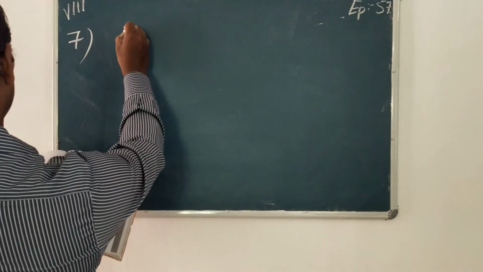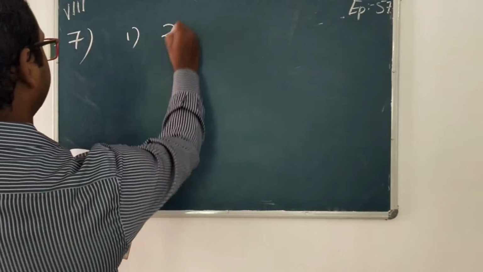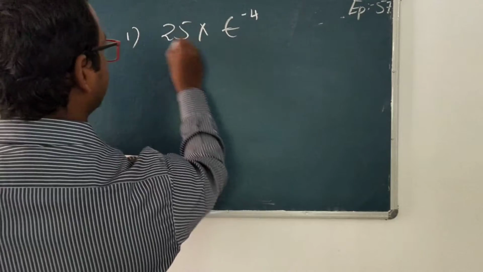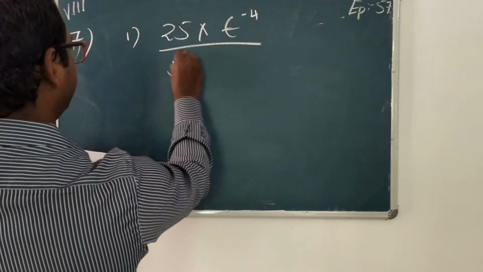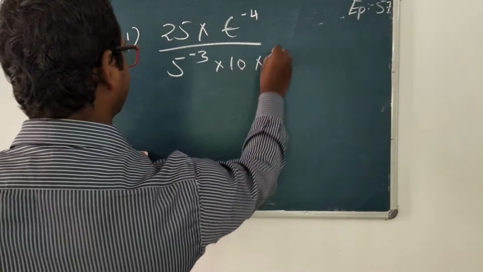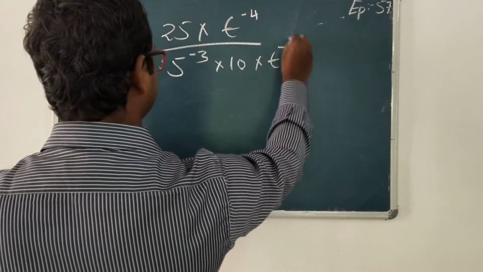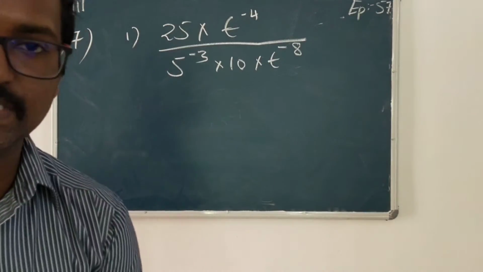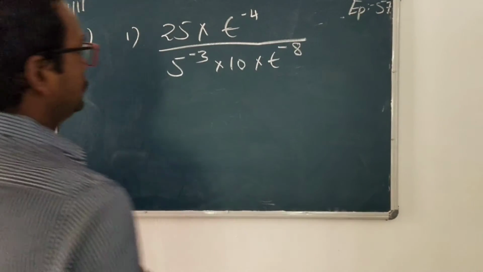See here, the first question is 25 into t to the power minus 4, divided by 5 power minus 3 into 10 into t power minus 8. Here we have a variable, which is t. So, how to solve this?